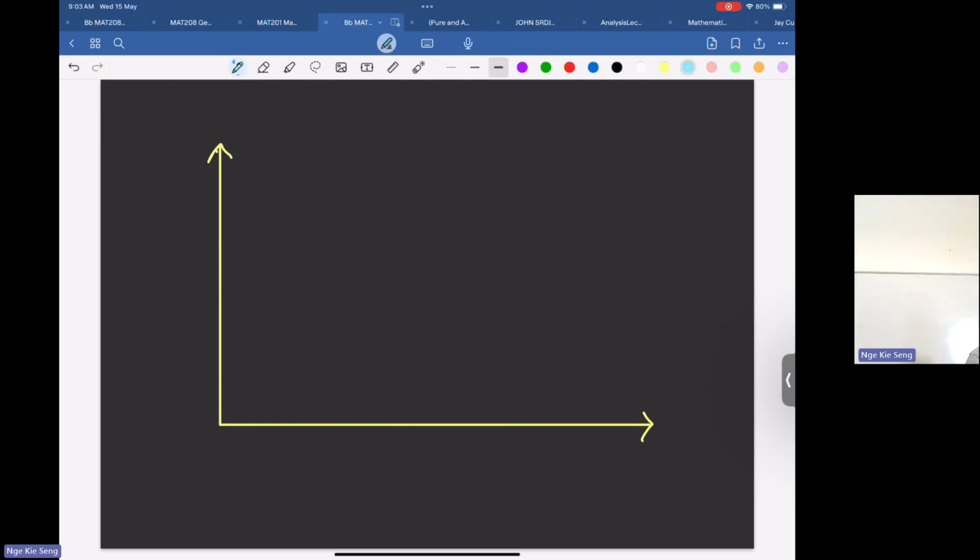So yesterday we started with a function. Let's start with the easiest function first, a straight line function. Let's say y equals mx plus c. And then what did we discover yesterday for this kind of function? The gradient. The gradient is m. And then what does this gradient represent?